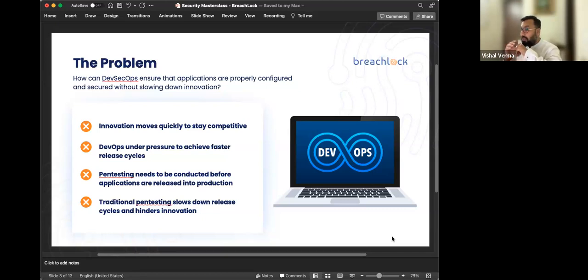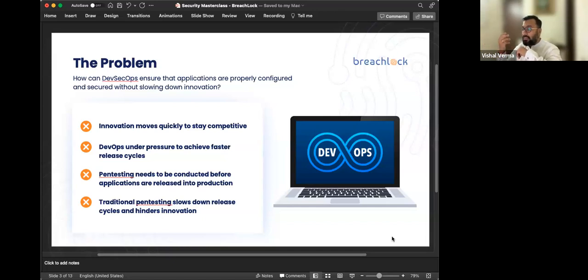So there are certain issues that come along with innovation and the accelerated growth journey, right? Innovation moves quickly to stay competitive, but this definitely adds a lot of complexity into the IT estate of the organization for a feature-rich application, right? A feature-rich application takes a lot of IT infrastructure, a lot of business logic to be built and baked in together, and a lot of complex workflows to be designed.